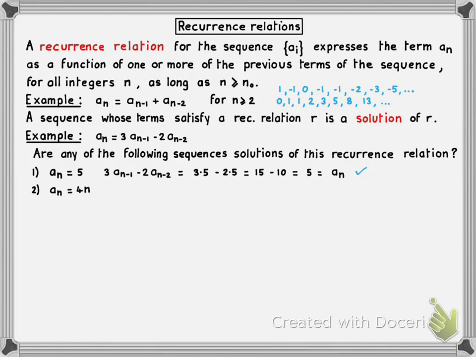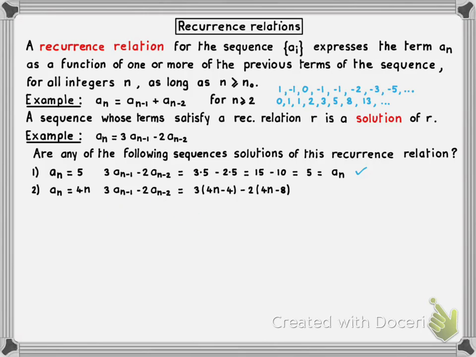Let's look at a second example of a sequence. a sub n equals 4 times n. Again, we're going to start from the right-hand side of the recurrence relation, and now we're going to replace a sub n minus 1 by what? Well, a sub n minus 1 is by definition 4 times n minus 1, or 4n minus 4, preceded by a factor of 3. And a sub n minus 2 is going to be 4 times n minus 2, or 4n minus 8.